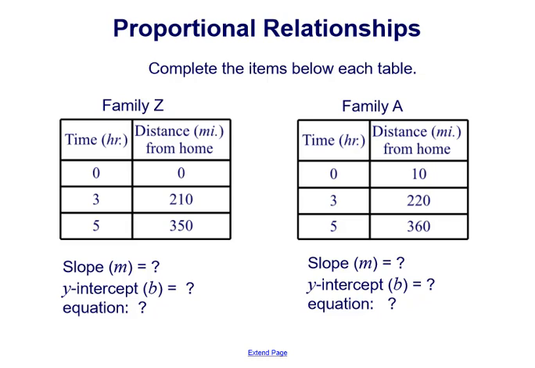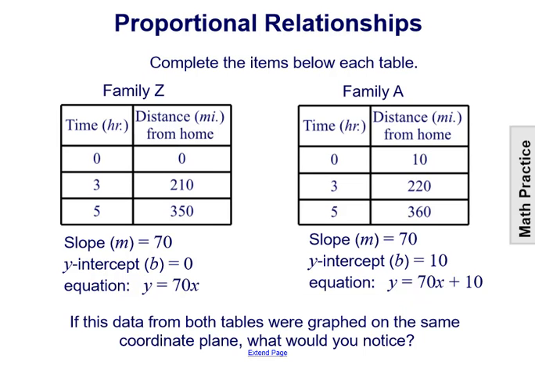Let's find the slope of each table, the y-intercept for each table, and then if we have both those values, we'll be able to write the equation of the table in slope-intercept form. Well, the slope of the first table is going to be 70 over 1. Your change in y is going to be 210 over 3, or the same as 140 over 2. That's where we get 70 over 1. Both simplify to 70 over 1.